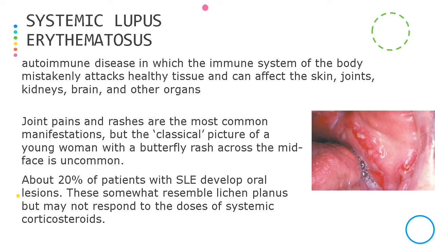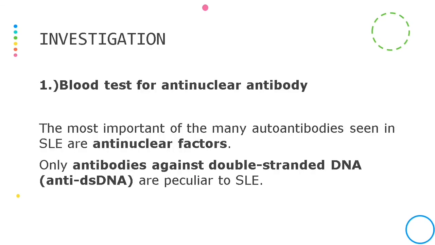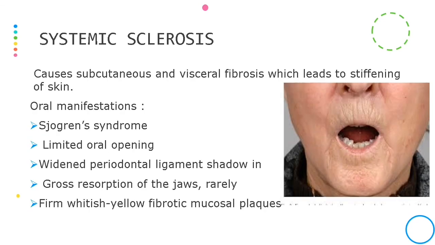About 20% of the patients with SLE develop oral lesions. These somewhat resemble lichen planus but may not respond to the doses of systemic corticosteroids. So these are a few symptoms of SLE. For investigation, the first thing we can do is a blood test for anti-nuclear antibody. The most important of many autoantibodies seen in SLE are anti-nuclear factors. Only antibodies against double-stranded DNA, anti-dsDNA, are peculiar to SLE.